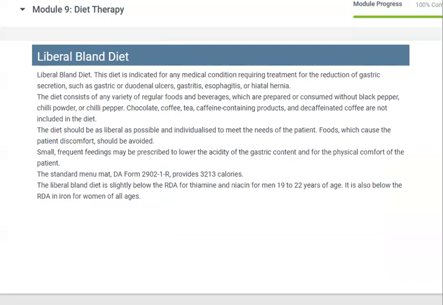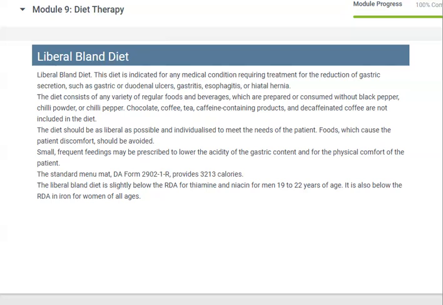The diet consists of any variety of regular foods and beverages, which are prepared or consumed without black pepper, chili powder, or chili pepper. Chocolate, coffee, tea, caffeine-containing products, and decaffeinated coffee are not included in the diet. The diet should be as liberal as possible and individualized to meet the needs of the patient. Foods which cause the patient discomfort should be avoided. Small, frequent feedings may be prescribed to lower the acidity of the gastric content and for the physical comfort of the patient.